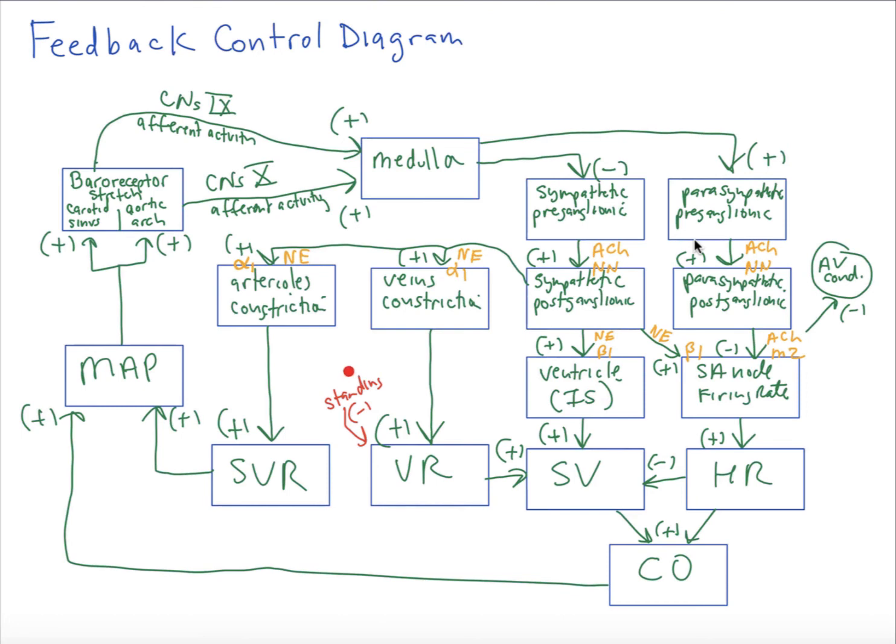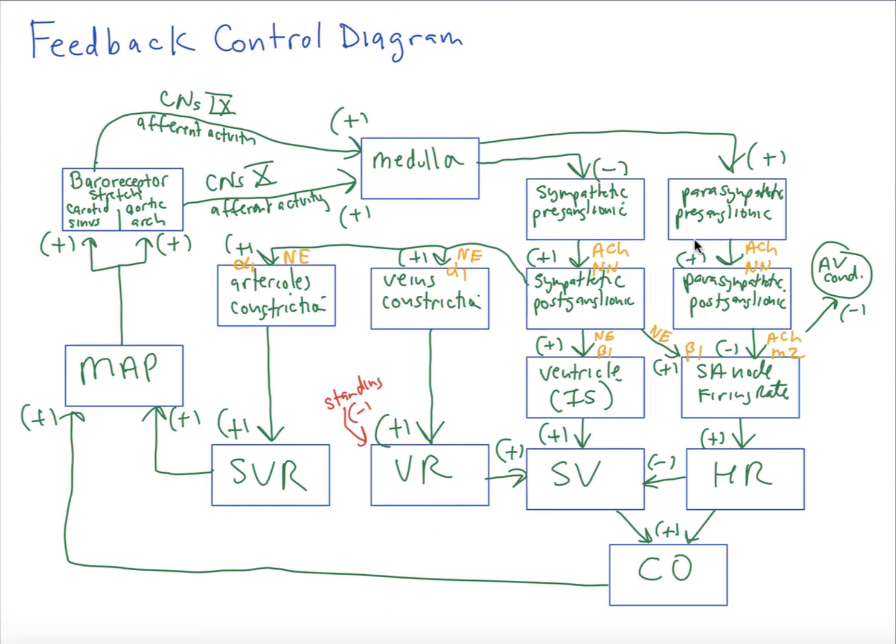I just want to point out one thing I have written here is standing. This is a normal response to the baroreceptor reflex. When you stand up, gravity is going to decrease the venous return, decrease the stroke volume, decrease the cardiac output, decrease the blood pressure, and that's going to then decrease the stretch of these arterial baroreceptors, which is going to mean less of this input going to the medulla, and then the sympathetic system is going to be turned on, the parasympathetic system is going to be turned off, and that in general is supposed to restore your blood pressure back close to normal.